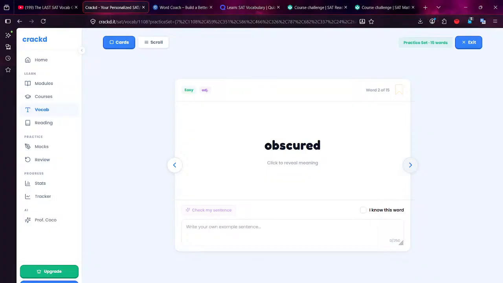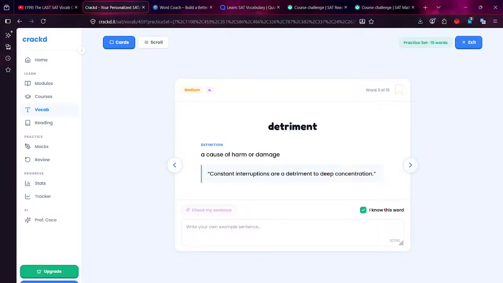Obscured. Obscured. This is going to be convoluted. Okay, something that's obscured. Well, hidden or not clearly visible. Detriment. It's a negative. Detriment is like a negative word that means, putting into words is a bit hard, but it's something having a negative effect, something causing harm.